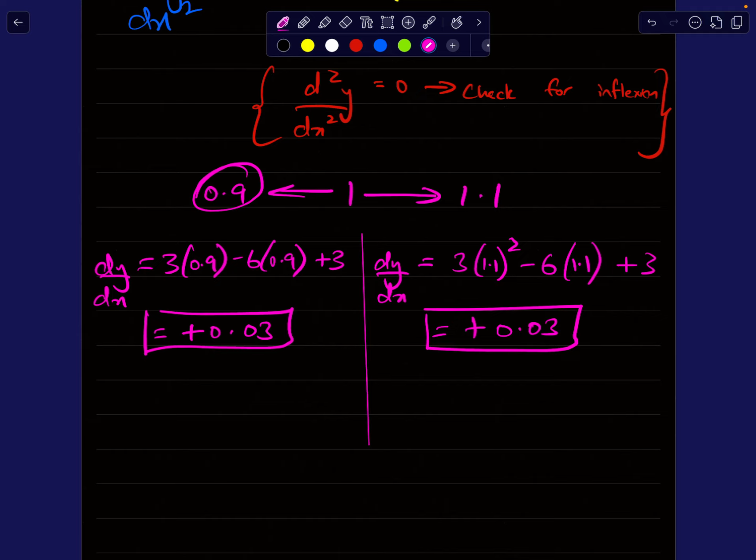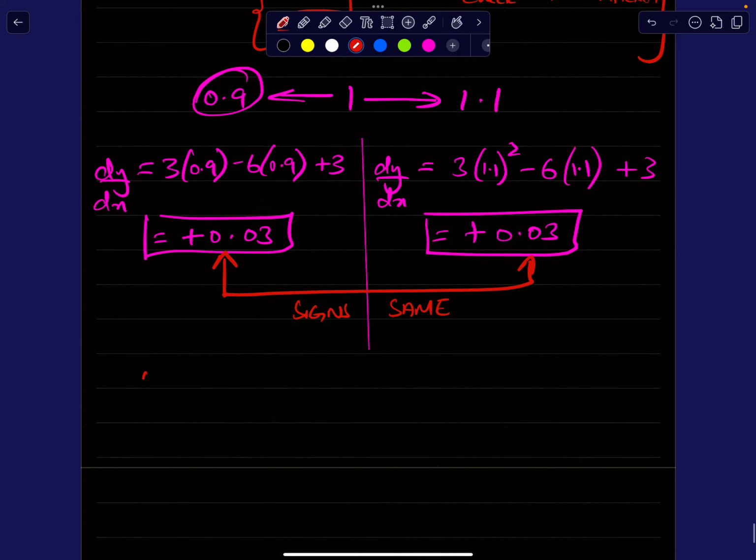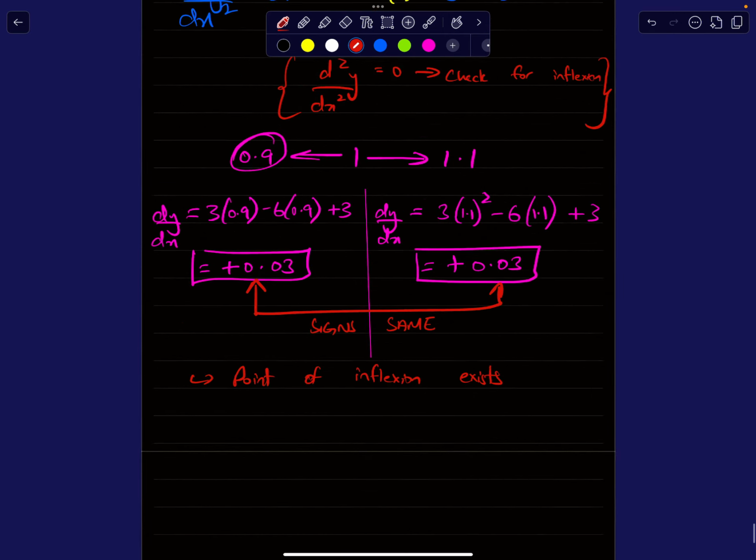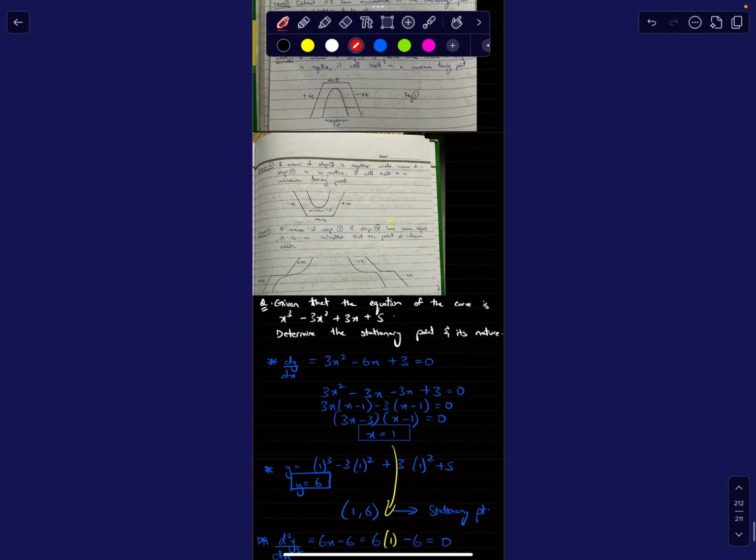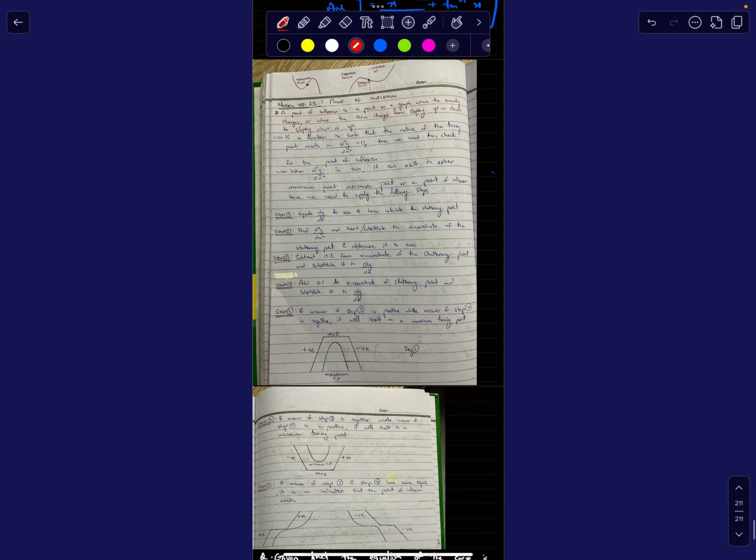Finally, since the signs are the same, simply write for the examiner that a point of inflection exists. And this is where we wrap up point of inflection.